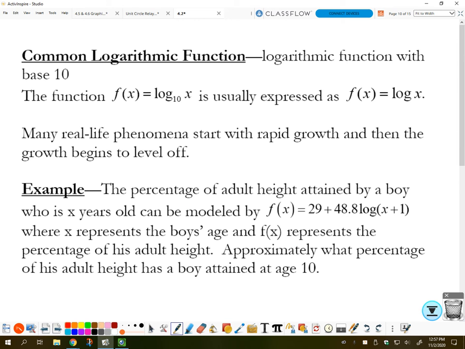So next, we're going to talk about a common log. A common log is when the base is 10. Our number system is based off of 10, so that's why they consider it to be a common log. And when you're using your calculator, it's the button that just says log. So if I want the base to be 10, I can replace it with just regular log. I just want you to know that this is the same thing as this, and we call it a common log.